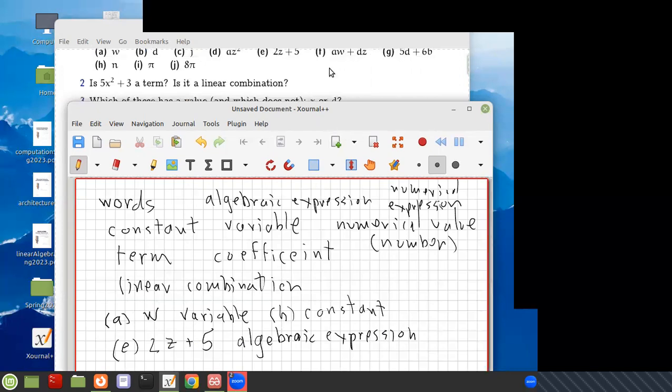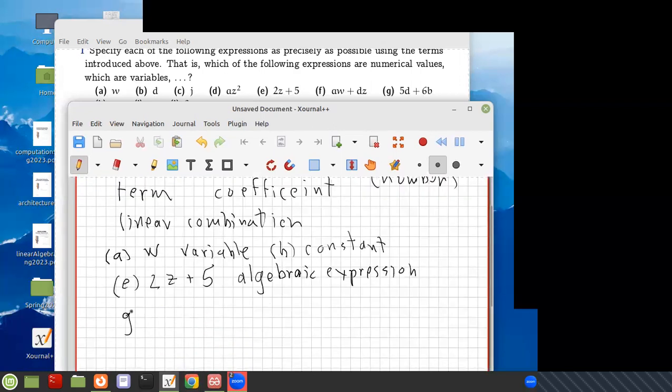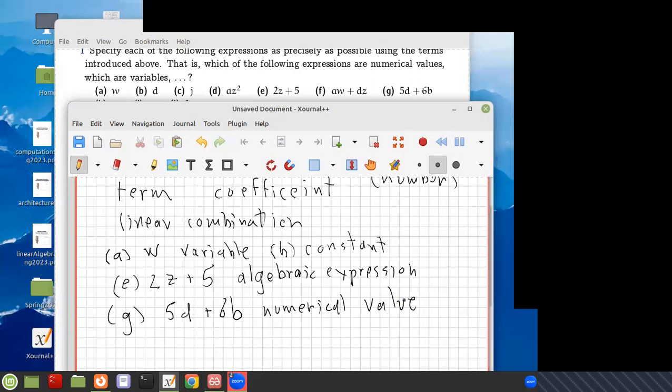Okay, what about G? 5D plus 6B. What is that? Okay, one answer, 2, 3. Okay, this is a numerical value. Do you guys agree? It's not a linear combination because these are constants. So this is just a number times 5 plus a number times b.